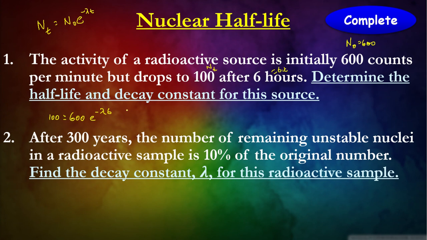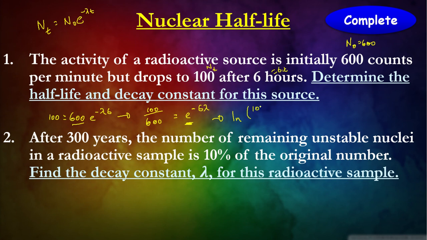Firstly, we're going to rearrange and move the 600 across the equation. So it's 100 over 600 equals e to the negative 6 lambda. The next thing we want to do is to get rid of this exponential component. To get rid of that, we need to take the log of both sides. So if I log both sides, in your calculator, that'll be the ln.